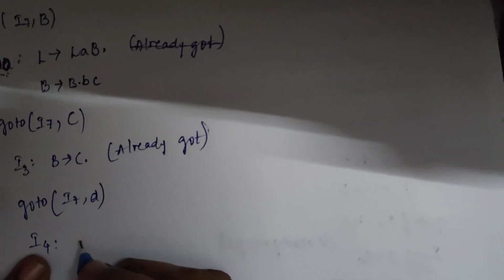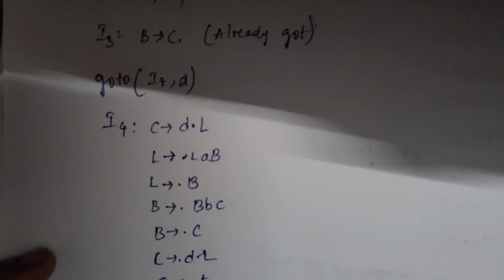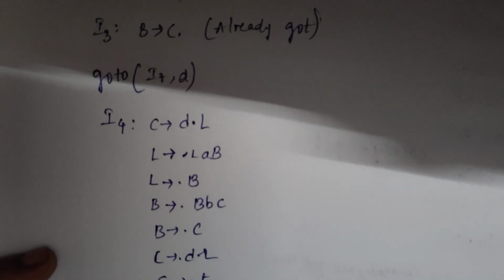So already in fourth prediction we got this. So check this D. This dot was here. Dot is shifted here. So write all the L predictions. So this is the prediction which we already got.